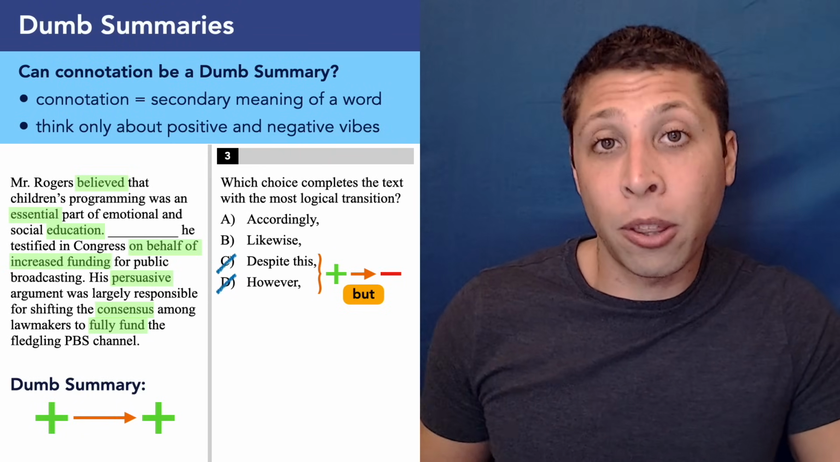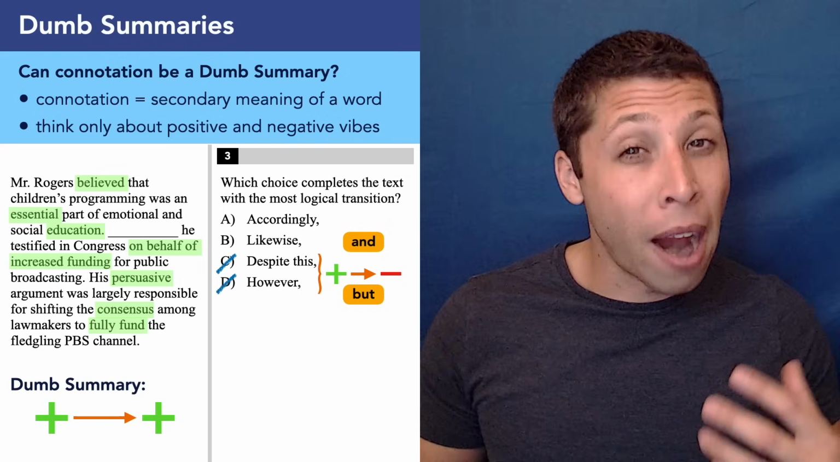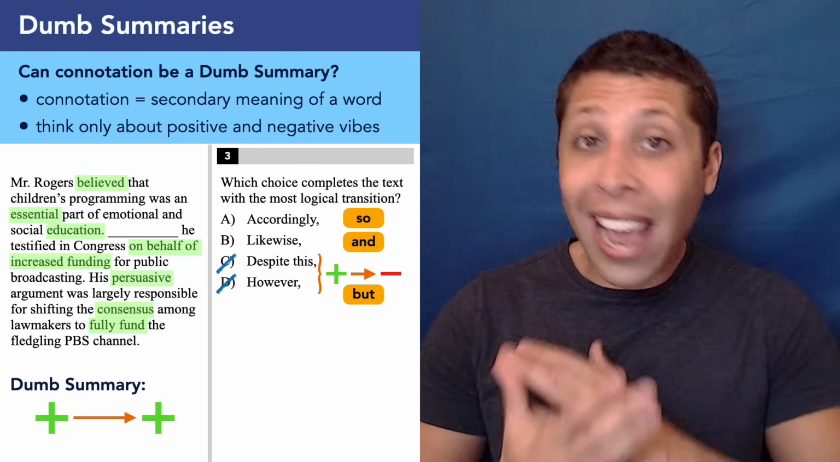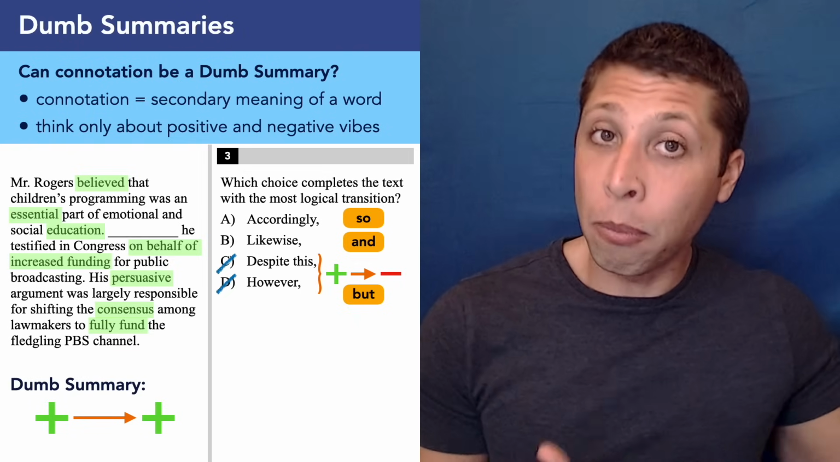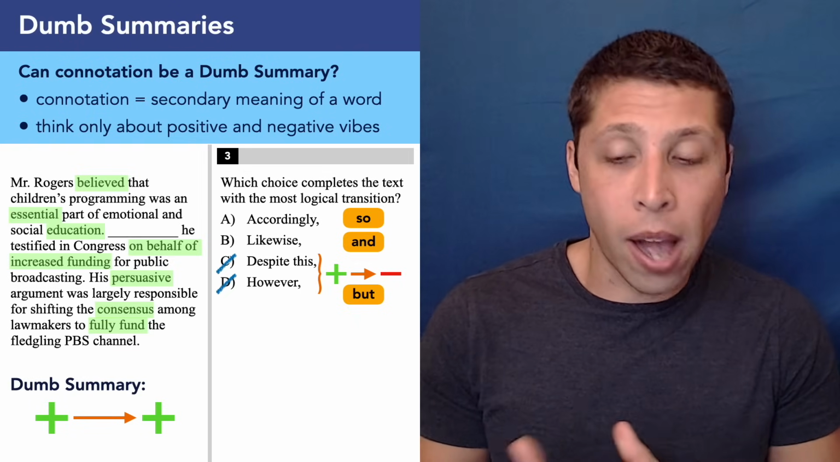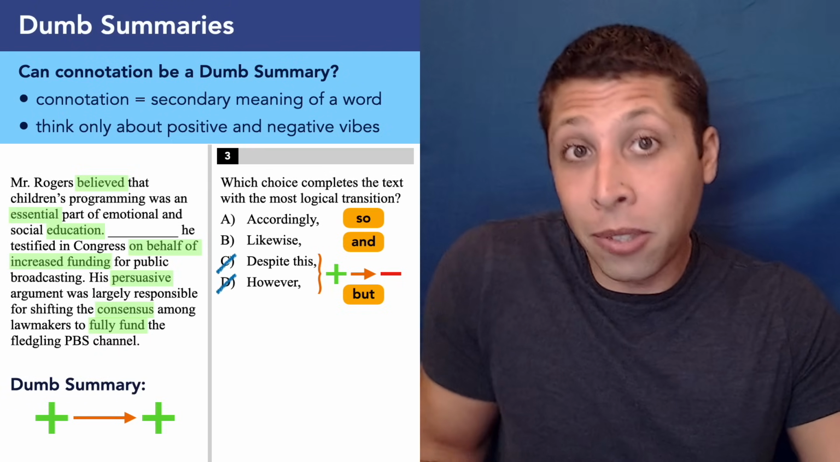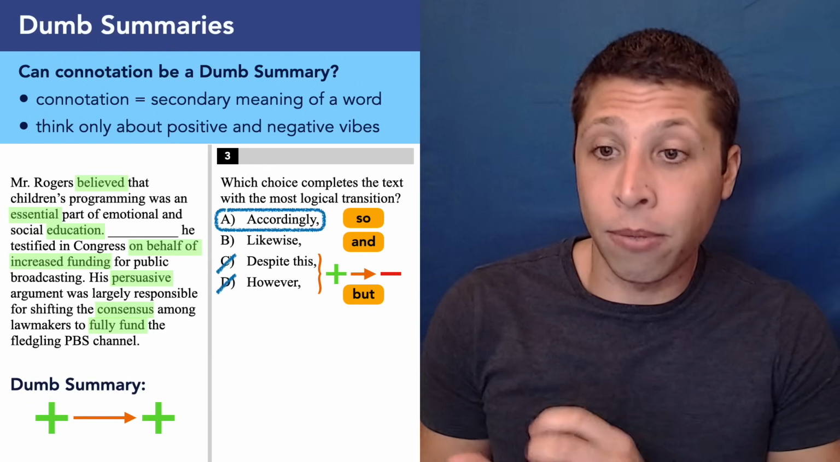Likewise is kind of like the word and or also. It continues an idea, it shows maybe a comparison, and accordingly is more like the word so, which we use every single day to show a cause and an effect. So it has a little bit more meaning than the word likewise. So if we think about them in these dumb summary versions, I think it's pretty clear that accordingly is the right answer.